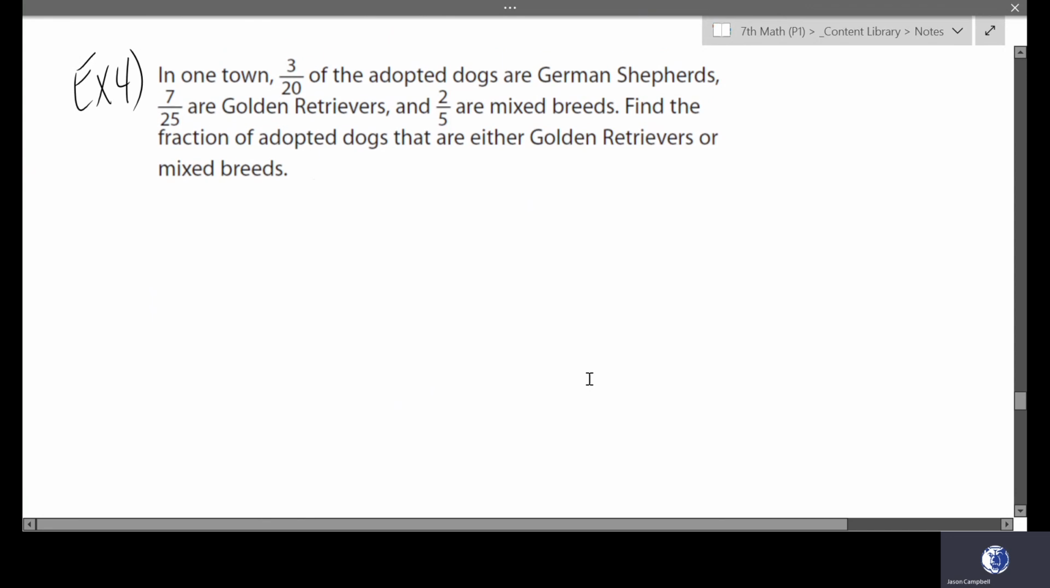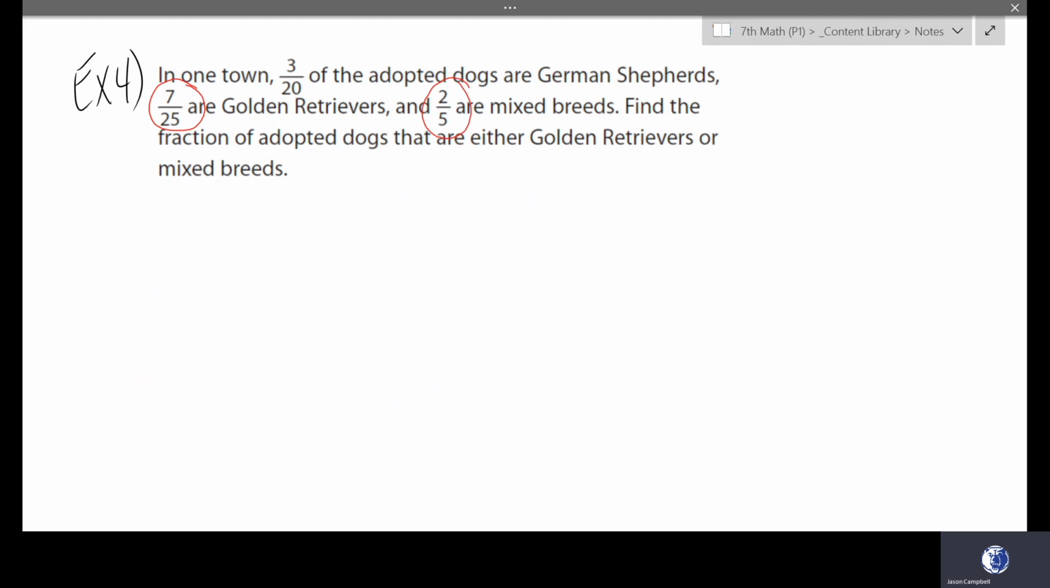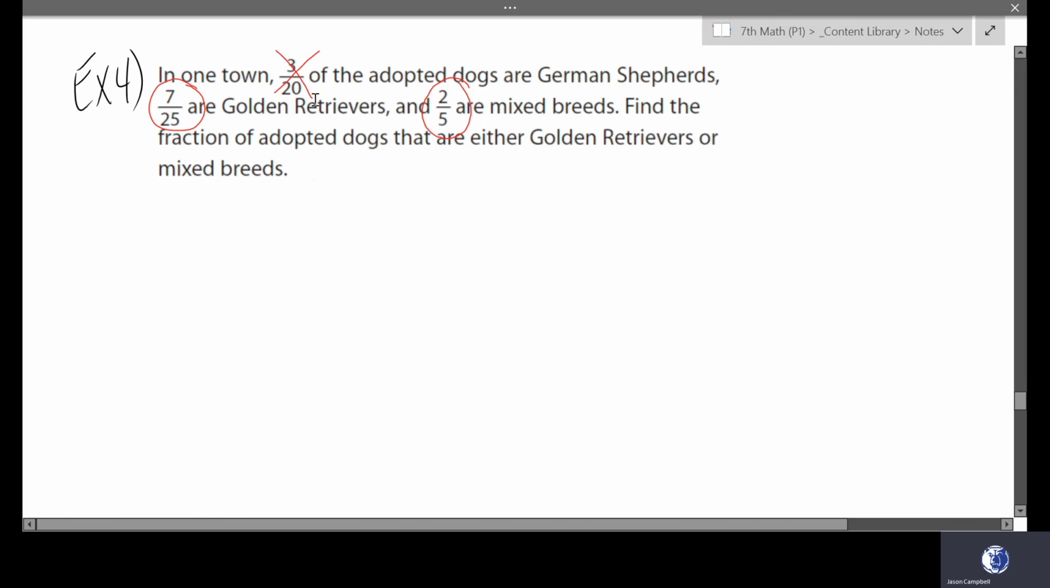In our example 4, it says, in one town, 3/20 of the adopted dogs are German Shepherds, 7/25 are Golden Retrievers, and 2/5 are mixed breeds. Find the fraction of adopted dogs that are either Golden Retrievers or mixed breeds. So we're looking at 7/25 and 2/5. They gave you the 3/20 as extra information to try to confuse you. So we want to add 7/25 and 2/5.